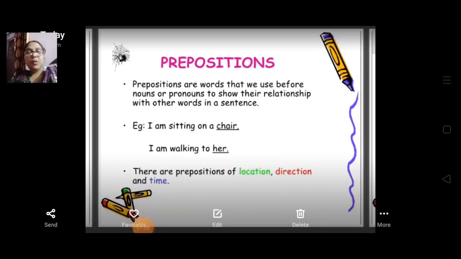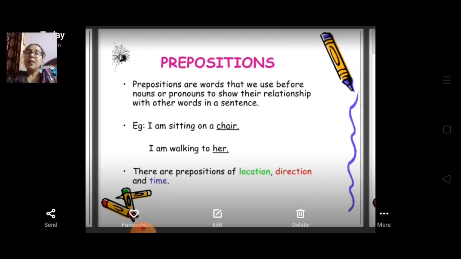Now first of all, I would like to give you the definition of prepositions. A preposition is a word often placed before a noun or a pronoun to show its relation with some other words in the sentence. Now in this pic, you can see the definition of prepositions. Prepositions are words that we use before nouns or pronouns to show their relationship with other words in a sentence. For example, I am sitting on a chair.